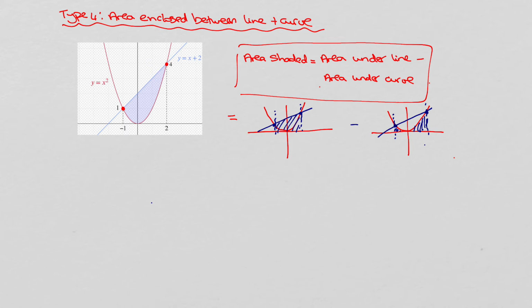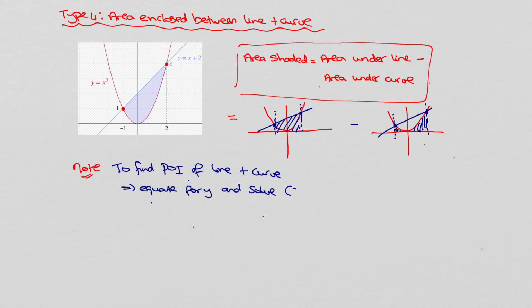So we have to make a note not to forget that if we want the points of intersection of the line and the curve, then we simply use simultaneous equations. And that will allow us then to find those points, in other words, the limits.